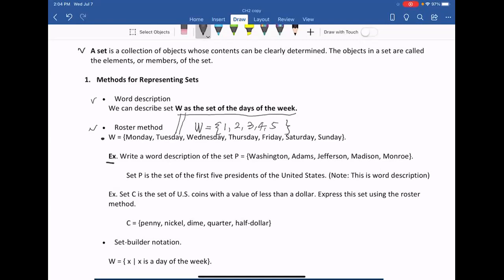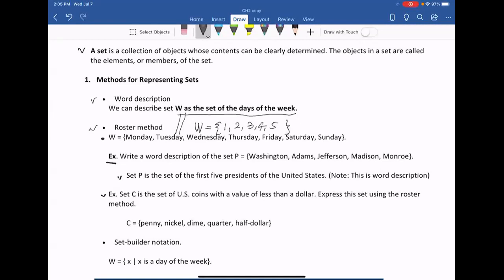Another example: write a word description of the set P. The set P is Washington, Adams, Jefferson, Madison, Monroe. When we use the word description, we can say the set P is the set of the first 5 presidents of the United States.